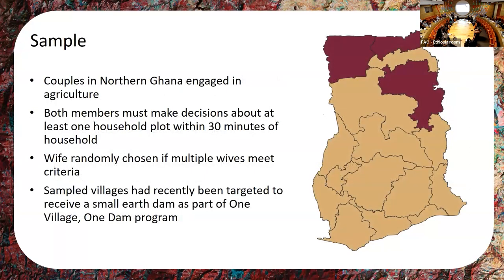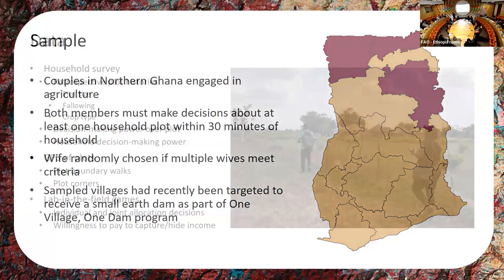So our sample is couples in three regions of northern Ghana. Couples are eligible for this sample if both of them make decisions about at least one household plot within 30 minutes. And it's important to note that sampled villages had recently been targeted by the One Village, One Dam program in order to receive a small earth dam in the community. So the sampled villages may be different than other villages in the region, but within the sample, they're all similar in that sense.